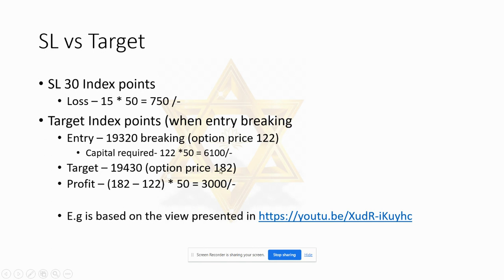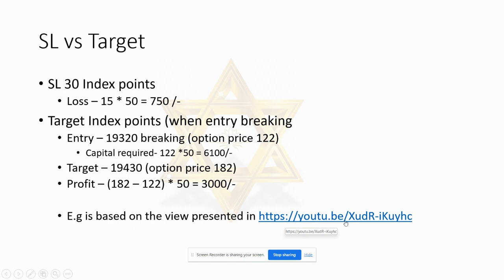Meaning, when I book the profit at this target, the profit I would make is the difference of this price into the lot size, which is equal to 3000 rupees. For an investment of 6100 rupees, I am suggesting to book 3000 rupees, based on the video that I posted. This reference price I'm suggesting is based on the trading suggested in this video link that I have posted below.